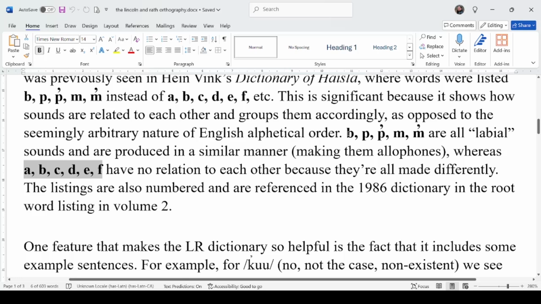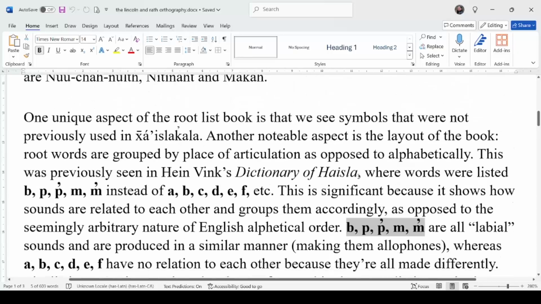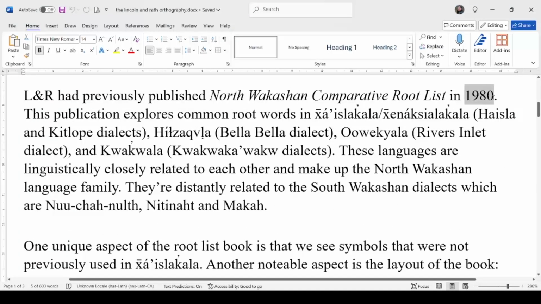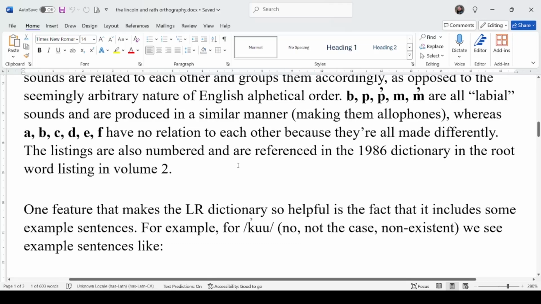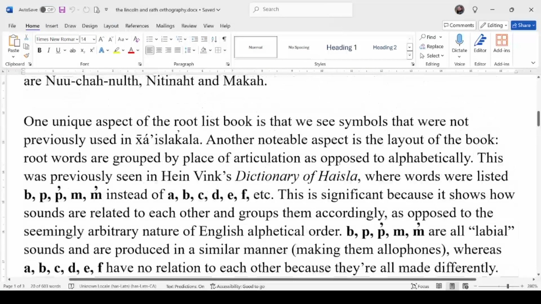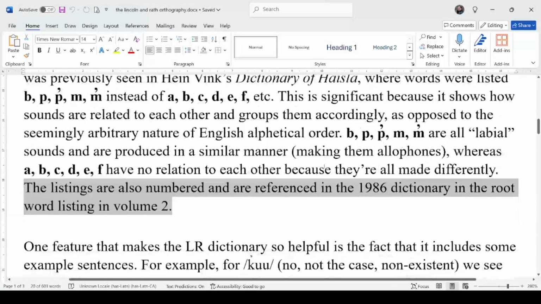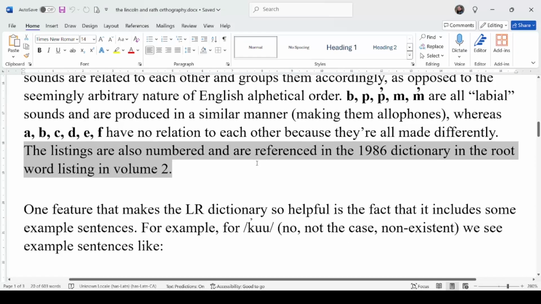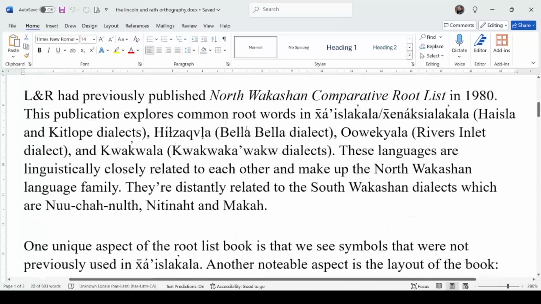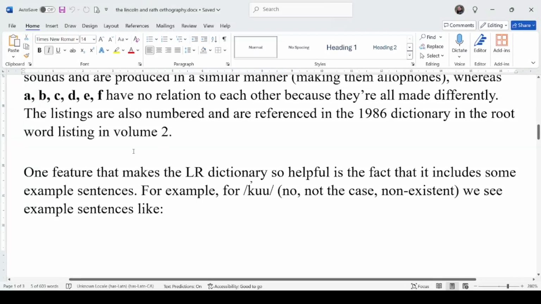So that's why this is significant in the root list that was published by Lincoln Rath in 1980. The listings are also numbered and are referenced in the 1986 dictionary in the root word listing in volume 2. So whenever you take a look at the root list in the Lincoln Rath 1986 dictionary, you will see numbers beside them. And that's where these numbers come from, is this North Wakashan comparative root list. So that's what came before the 1986 dictionary.